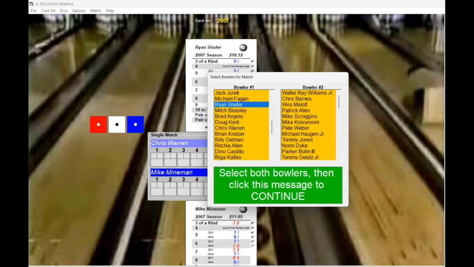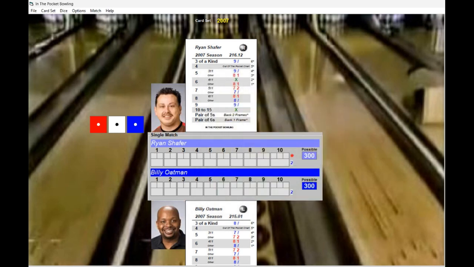And it will be Ryan Schaefer who will draw first. And it will be Billy Oatman who will take on Schaefer in the next match. So Schaefer versus Oatman. Ryan Schaefer a 216 average, Oatman a 215 average. So we'll see what happens.